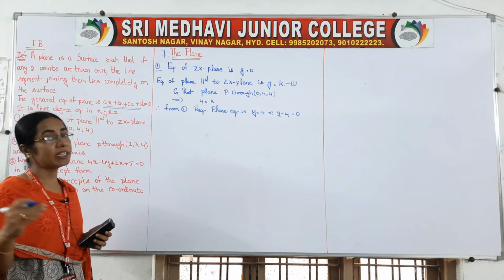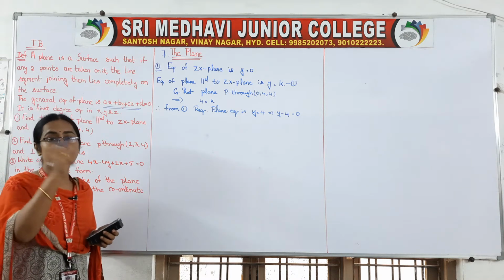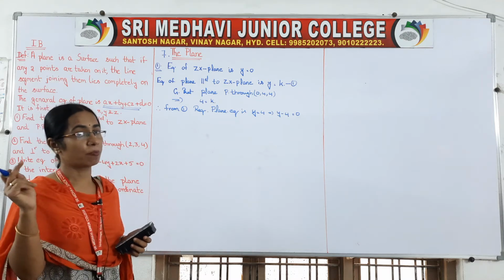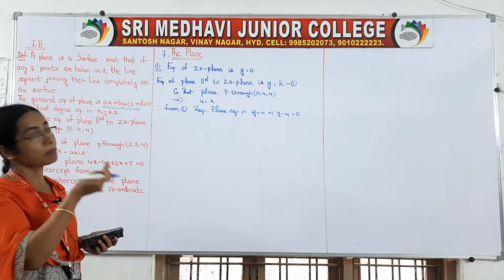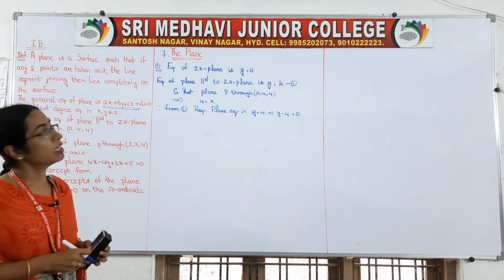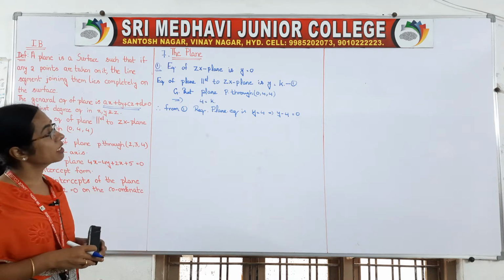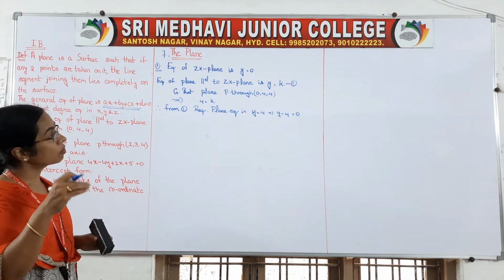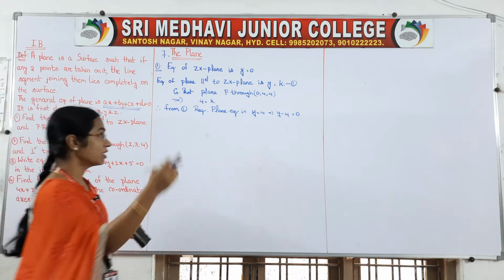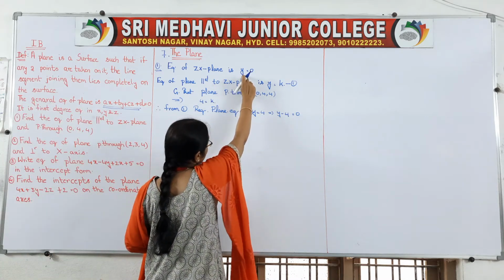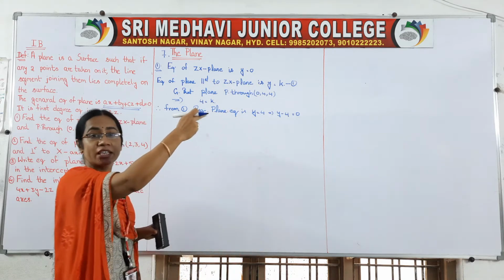We have to find the plane which is perpendicular to the zx plane and passes through (0, 4, 4). So first, what is the equation of the plane? We have to take the zx plane. The zx plane equation is a formula, it is y = 0. We have to take the plane which is parallel to this equation, that's why it is y = k.